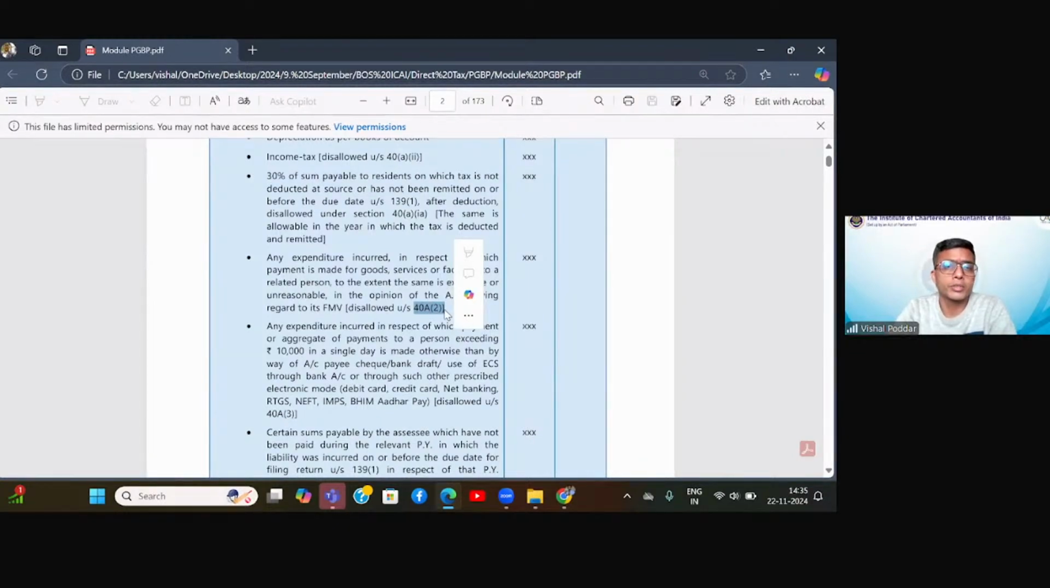When this disallowance triggers whenever you have done some type of expenditure with those persons who are your related persons or who are your business associates. And most importantly, the payment that you have made to them is exceeding the FMV. Now, what has to be added over here is only the amount to the extent your expenses are exceeding the FMV, that is, they are unreasonable.